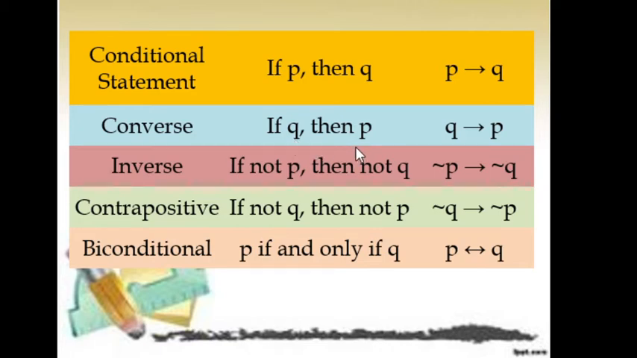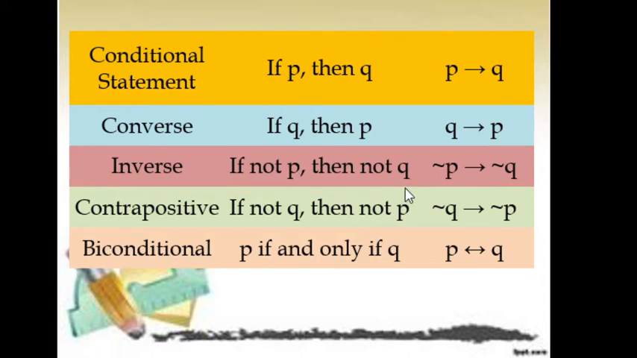Sa inverse naman, okay, so ito ay kabaligtaran ng positive. Kung ang conditional statement ay positive statement, ang inverse naman ay negative statement. So, paano nga ba magiging negative ang statement? So, lalagyan natin siya ng salitang not. Pwedeng not, no, or does not have, depende sa statement. So, sa inverse, meron tayong if not P, then not Q.